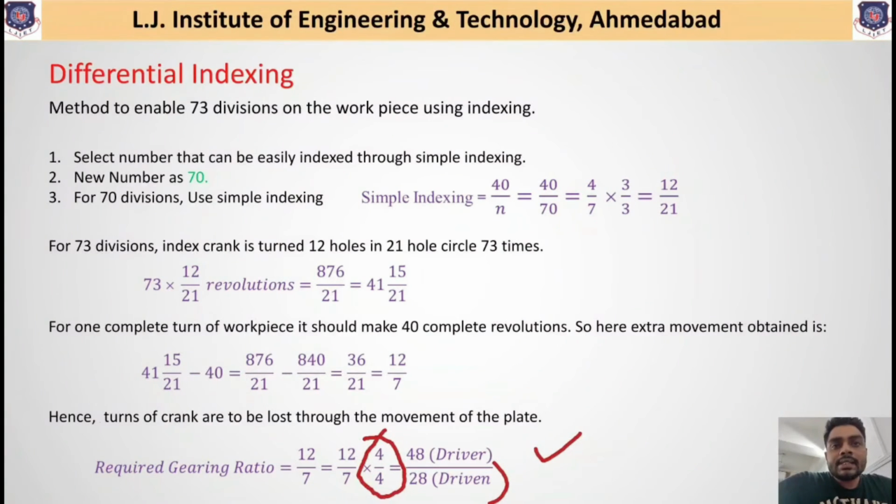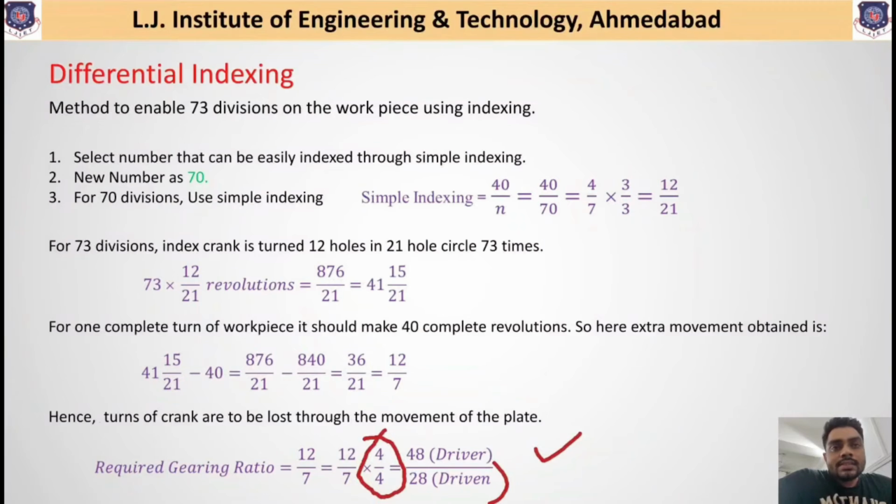So this is directly obtained by just providing this gearing ratio to this universal dividing head. And for this one need not give any extra movement to the crank pin, and this is automatically accommodated by using these gears. So this is the method to obtain the gearing ratio that is required in the case of differential indexing, and the arrangement that is required to obtain 73 divisions on the workpiece using this indexing method.